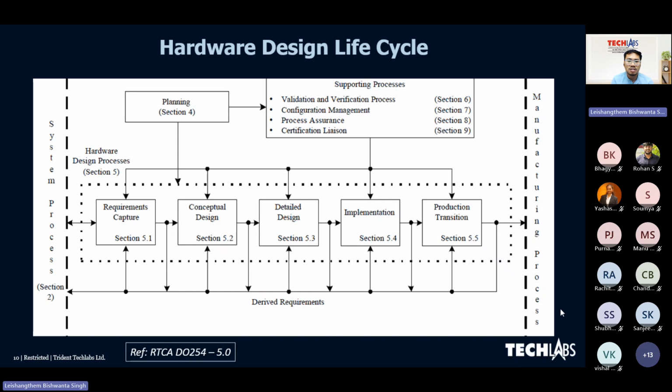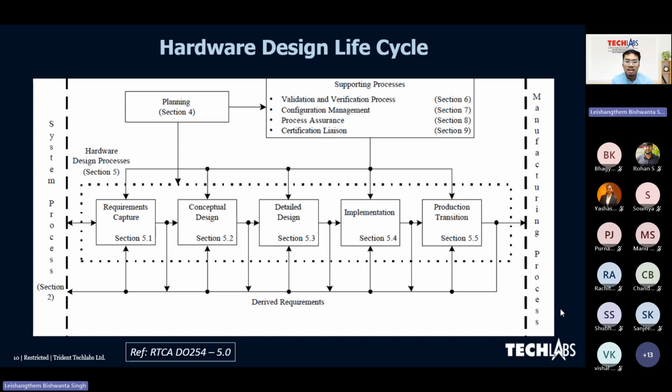You have the planning process. From the planning process, it goes to both the supporting process and the hardware design process. Within the design process itself, we have the other processes: requirement capture, conceptual design, detailed design, implementation, and production transition. And in the supporting process, we have validation and verification, configuration management, process assurance, and certification liaison.